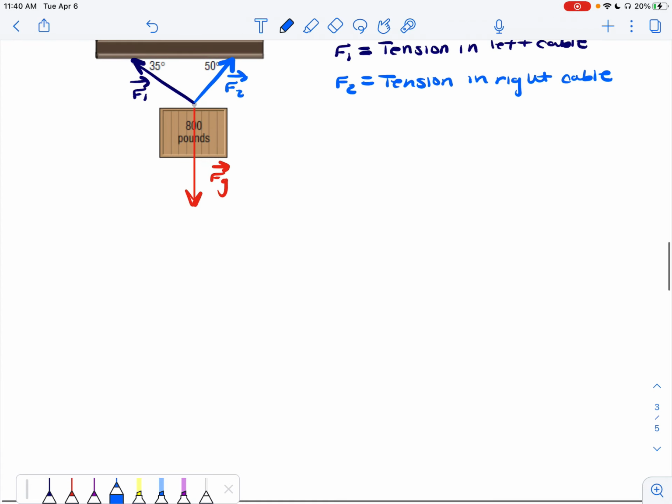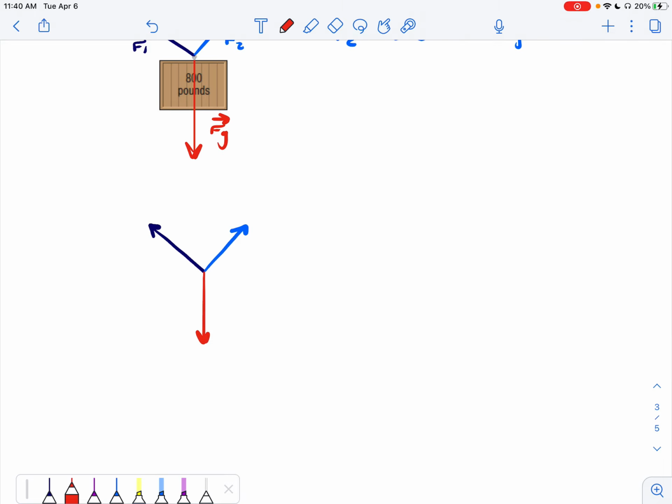Okay, so I'm going to go ahead and redraw this figure just so we can label it a little more clearly. Like I said, this is our F sub g. This is our F2 on the right, and this is our F1 on the left. Basically we just need to break down each of these forces into their horizontal and vertical components. So I'm going to start with the cable on the left, which I've called F1.